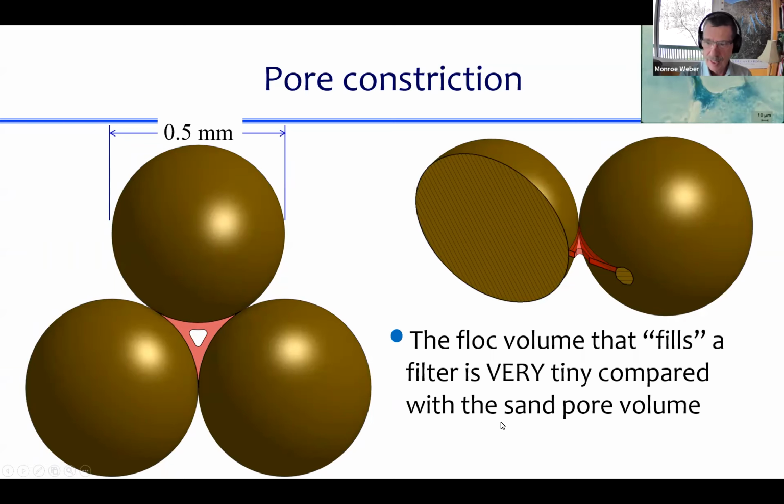Just emphasizing that if this red thing is flocks, that's how much of the pore gets filled with flocks. And the majority of the pore is completely empty, even though the filter is full and is beginning to shed flocks coming out the effluent.